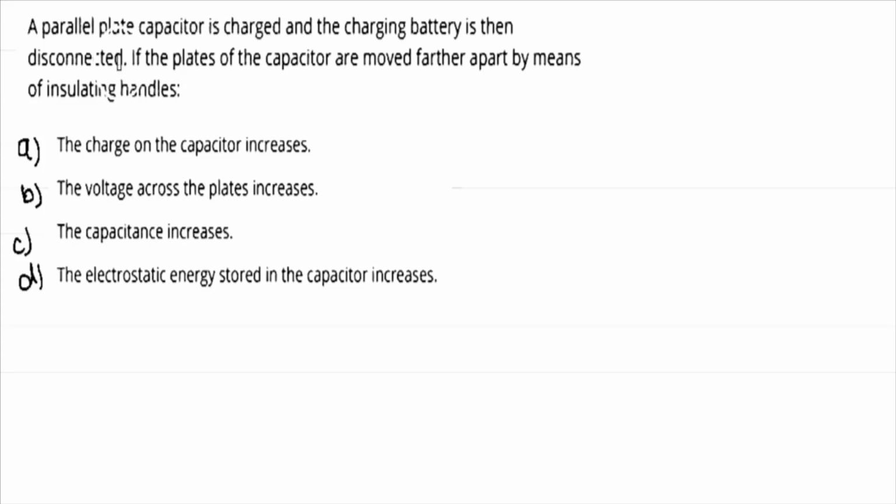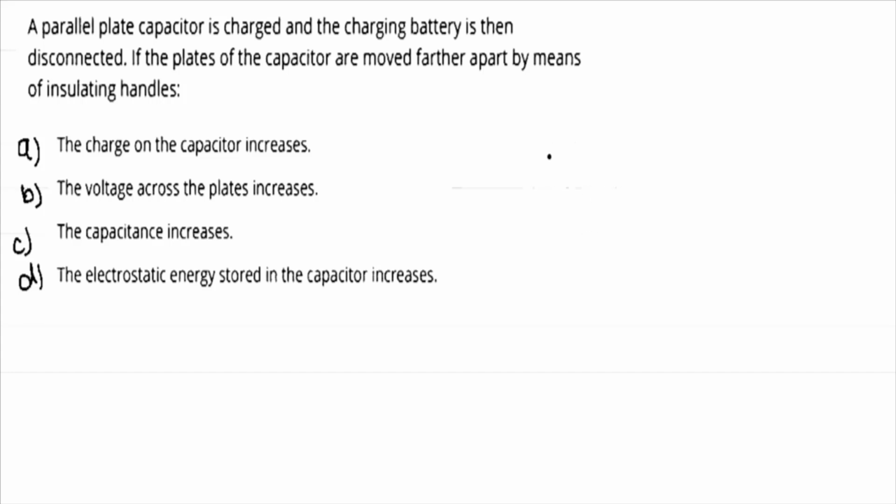Hello everyone, let us start with our question. In this question, what is being asked? A parallel plate capacitor is charged and the charging battery is then disconnected. Now if the plates of the capacitor are moved further apart by means of insulating hands, we need to tell whether charge increases, or voltage increases, or capacitance increases, or electrostatic energy increases. We need to tell this.